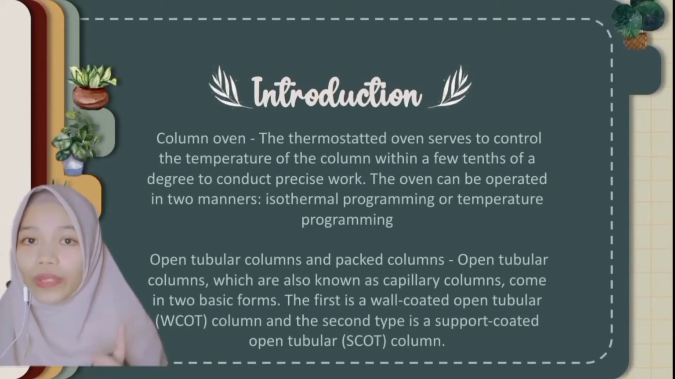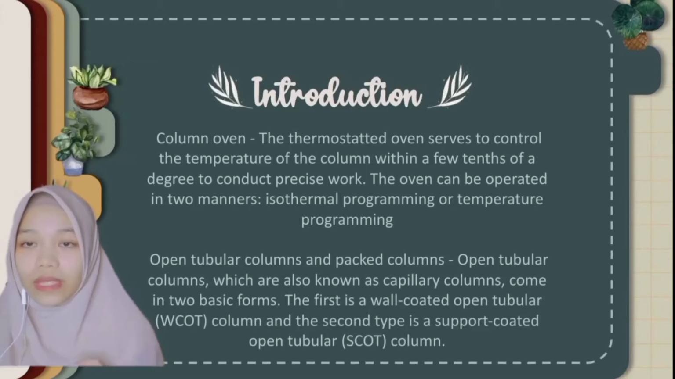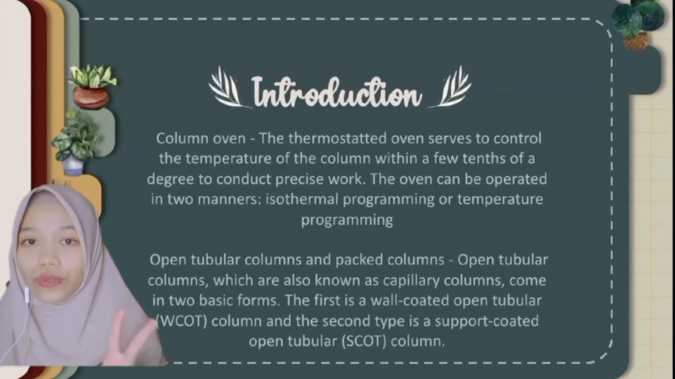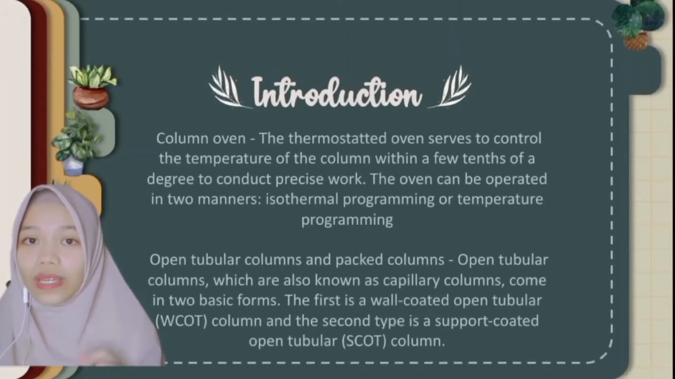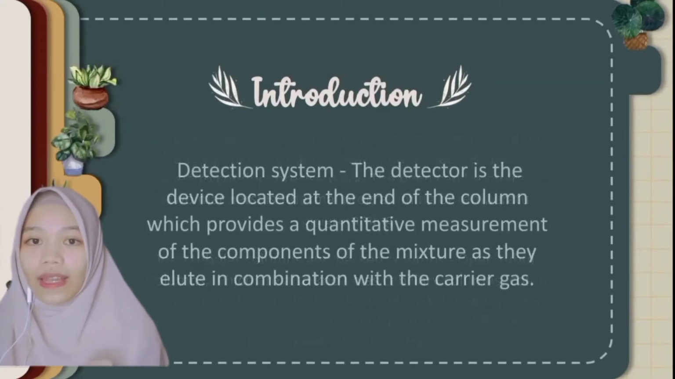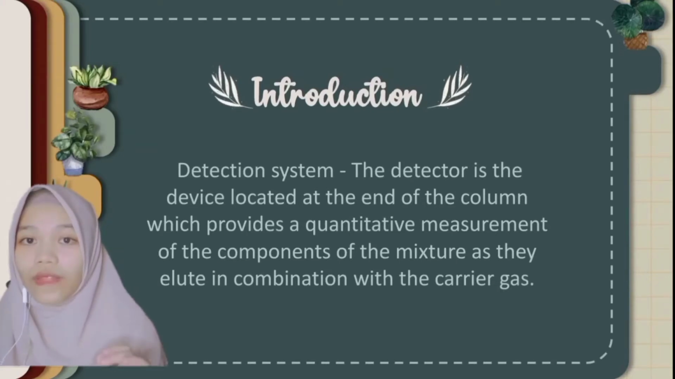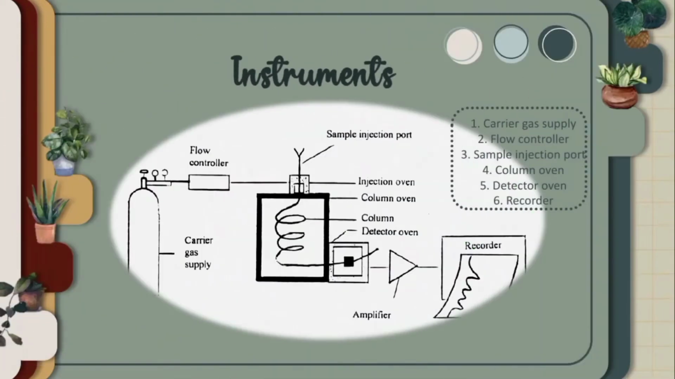The fourth is open tubular columns and packed columns. Open tubular columns, which are also known as capillary columns, come in two basic forms. The first is wall-coated open tubular, which is the WCOT column, and the second type is support-coated open tubular, the SCOT column. Lastly is the detection system. The detector is a device located at the end of the column which provides a quantitative measurement of the components of the mixture as they elute in combination with the carrier gas.